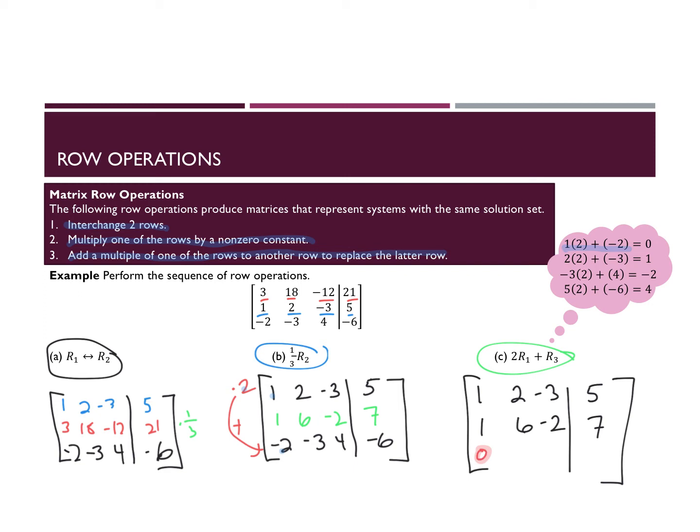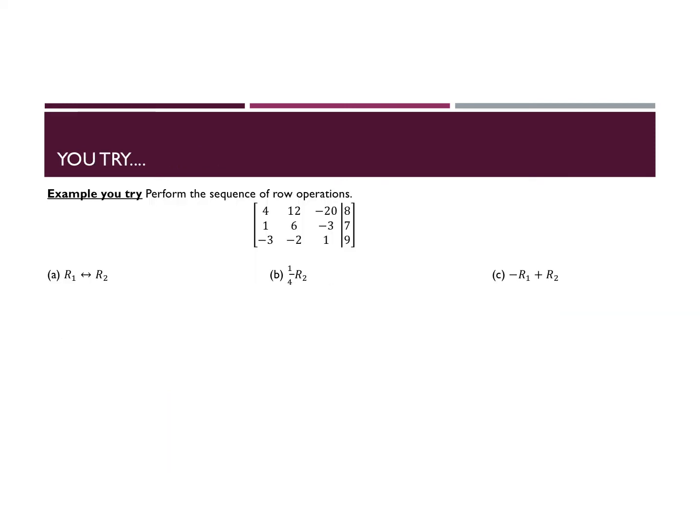And then we go through the same process. So we're going to say 2 times 2 plus negative 3, which we know to be 1. We'll do the same thing. Negative 3 times negative 2, or negative 3 times 2, is negative 6, plus 4 is negative 2. And 2 times 5 is 10 plus negative 6 is positive 4. And that's it. I would like you to take a minute and try the example you try.